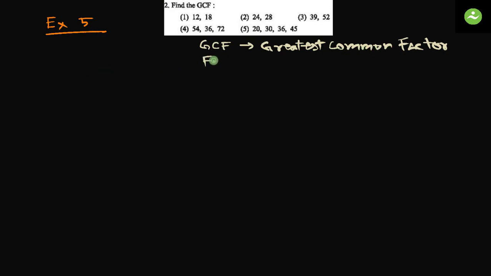And what does factor mean? Example, factors of 4. The numbers that divide 4 are called factors of 4. So factors of 4 are: 1 divides 4, 2 divides 4, 3 doesn't divide, 4 divides. So 1, 2 and 4 are factors of 4. So we need to find the common factors, and the greatest means the biggest factor.